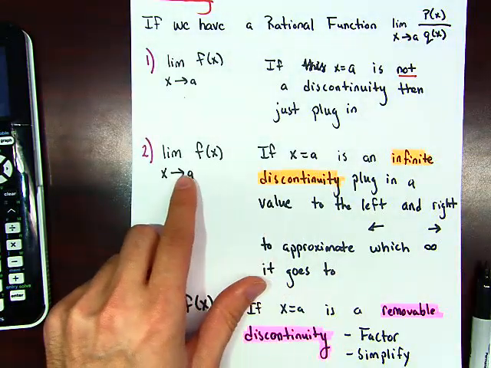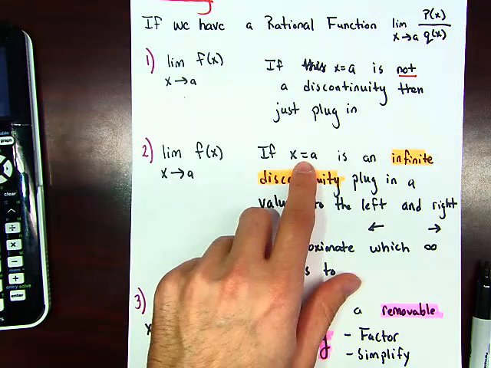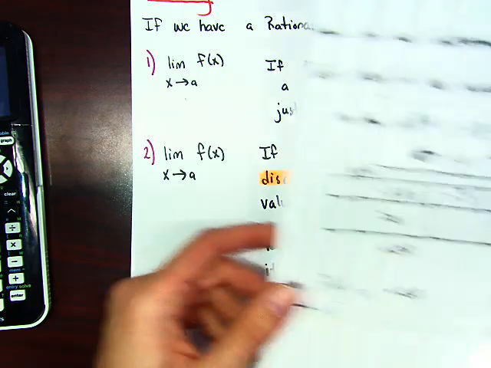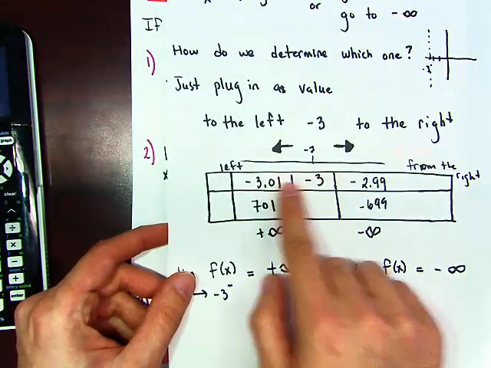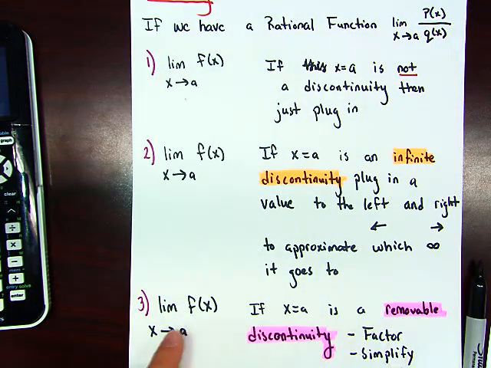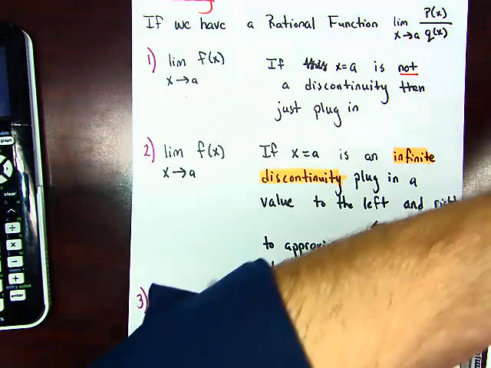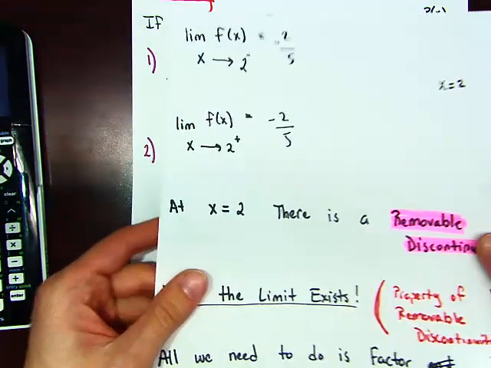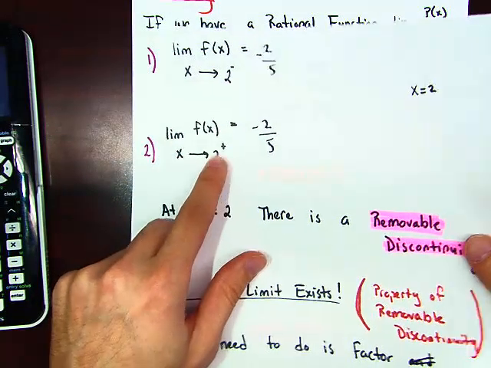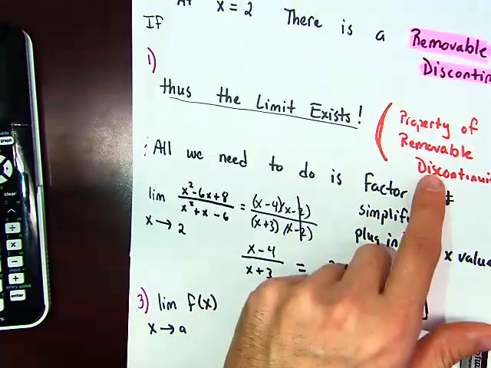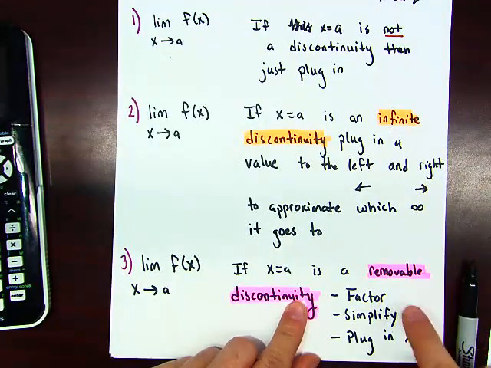For the limit of f of x as x approaches a, if x equals a is an infinite discontinuity, then you need to play the game of plugging in a number to the left and to the right to see which infinity it goes to. For the removable discontinuity, which was this example here, we know that this is a removable discontinuity because these x minus 2's cancel, right? And that was the property of a removable discontinuity. All you need to do is factor, simplify, and plug in the value of x equals a.